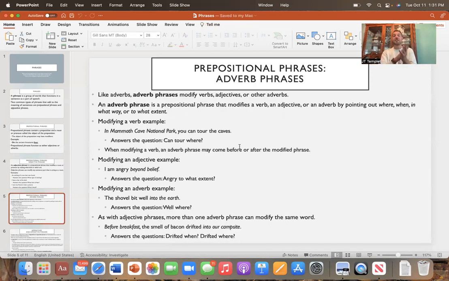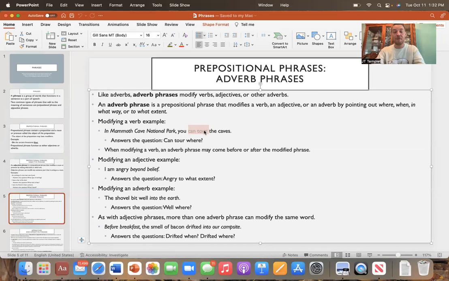When it's an adverb phrase, like adverbs, an adverb phrase modifies verbs, adjectives, or other adverbs, but instead, it's not just one word, it's multiple words beginning with a preposition, right? An adverb phrase is a type of prepositional phrase that modifies a verb, an adjective, or an adverb by pointing out where, when, in what way, or to what extent. Let's look at this example of it modifying a verb. In Mammoth Cave National Park, you can tour the caves. It answers the question, can tour where, right?